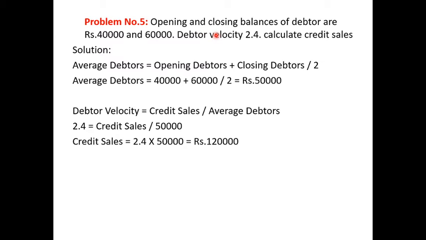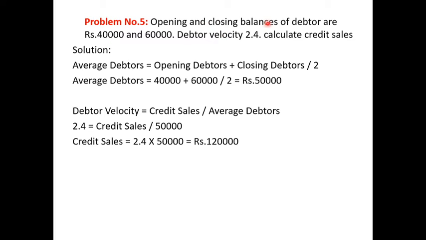Opening and closing balances of debtors are 40,000 and 60,000. Debtor velocity 2.4. Calculate credit sales. Here debtor velocity is also called the debtor turnover ratio.